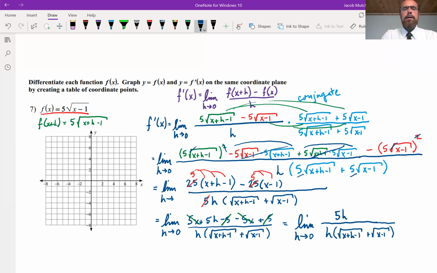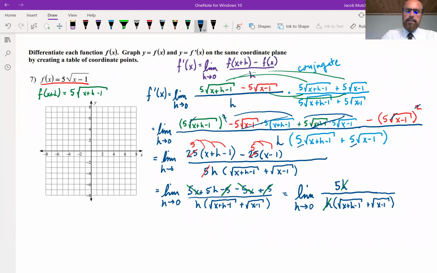And that does the cancellation of h for us. h divided by h cancels. And what we've got left is something that we can now perform direct substitution with. So this is the limit as h approaches 0 of simply 5 in the numerator. And then in the denominator, I can let parentheses go: square root of x plus h minus 1 plus square root of x minus 1. So now there's only one occurrence of h left. So what I'll substitute there, direct substitution, is the value of 0.